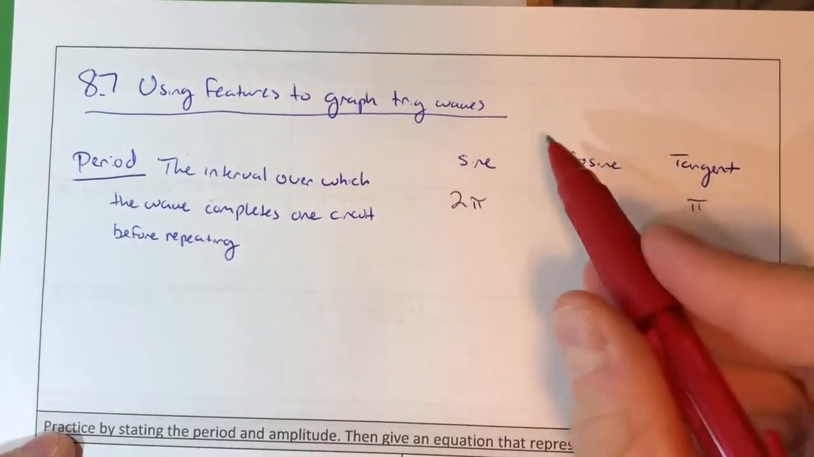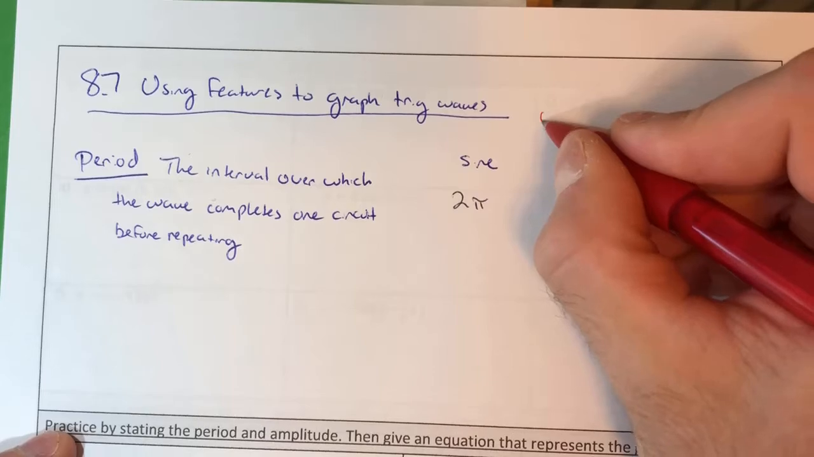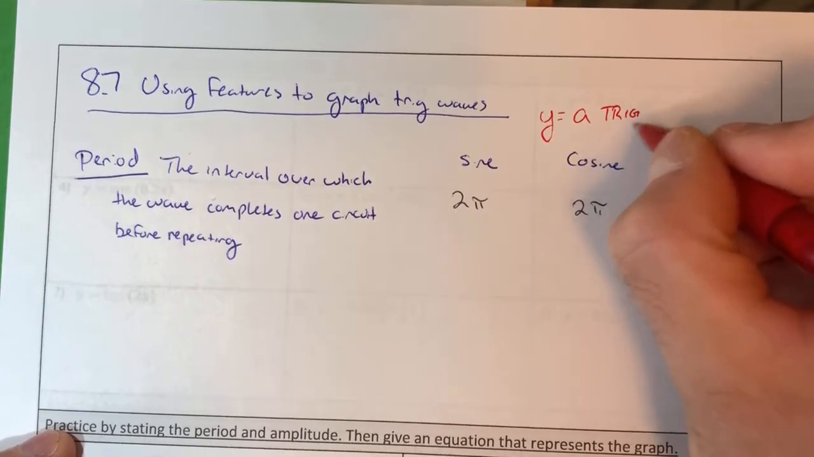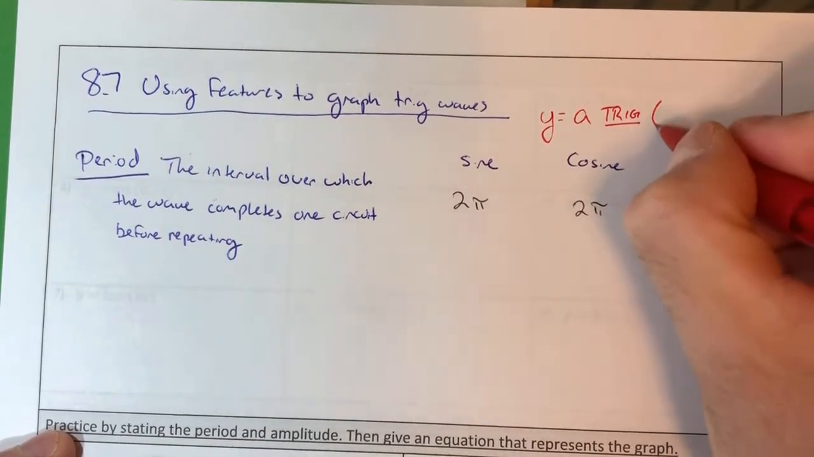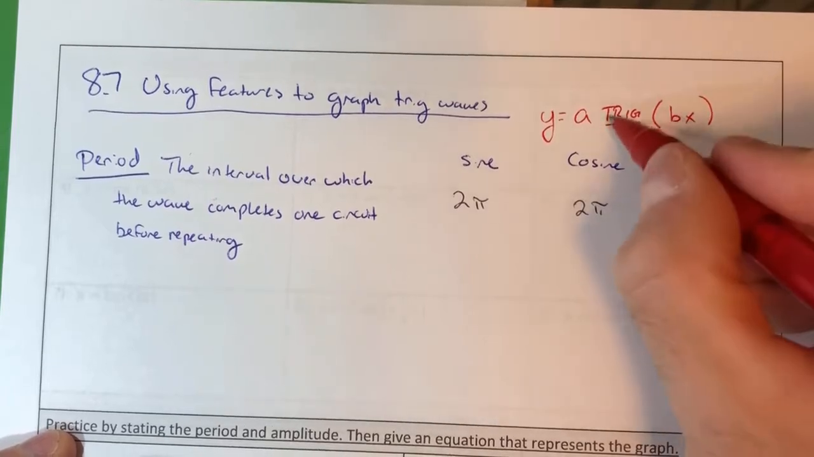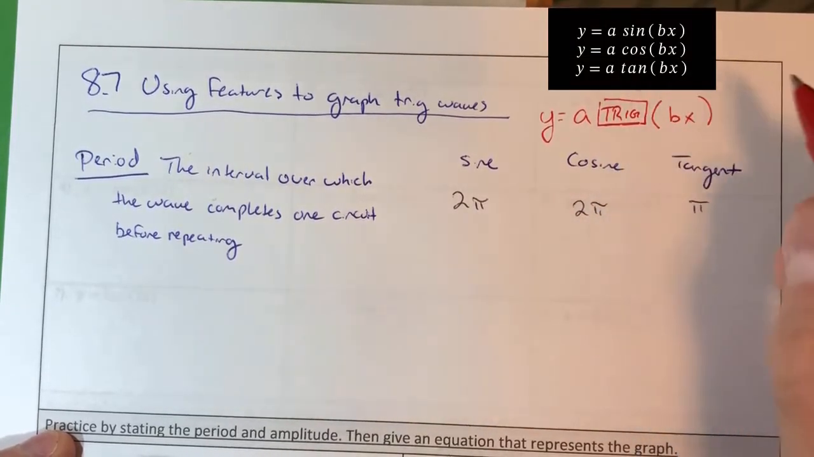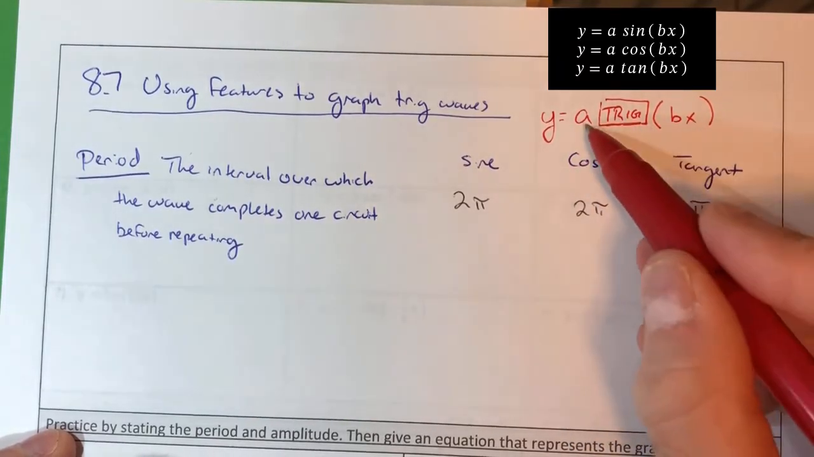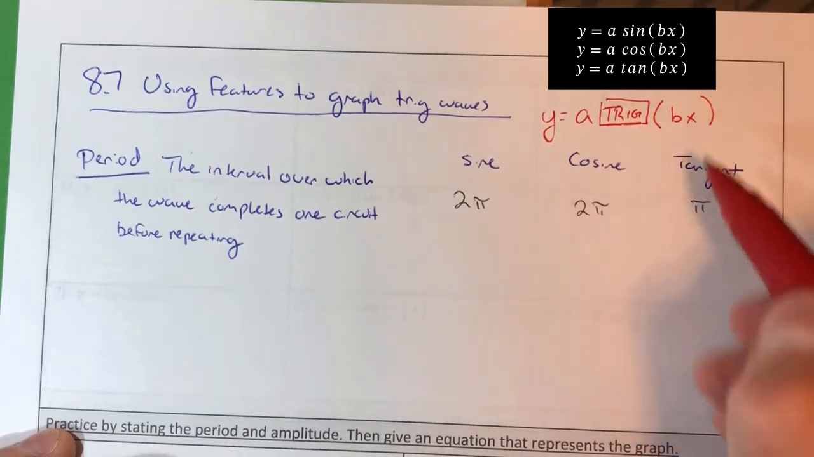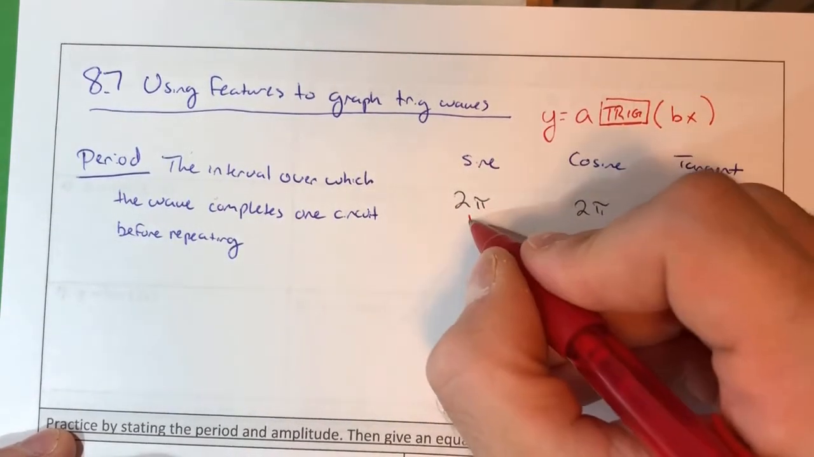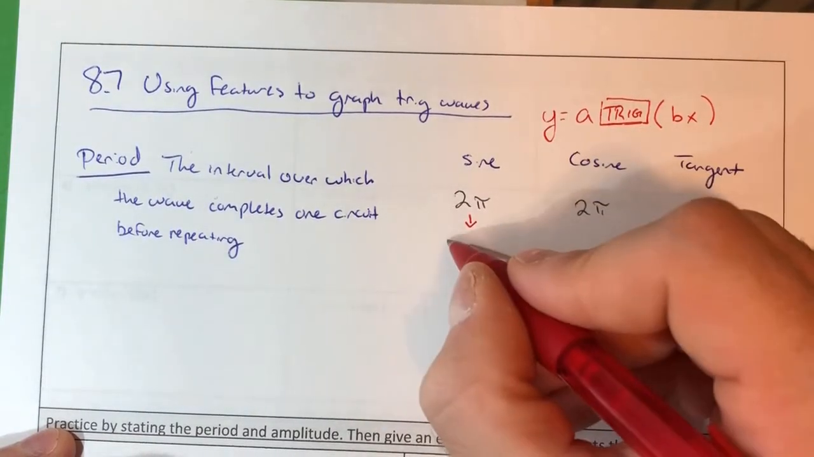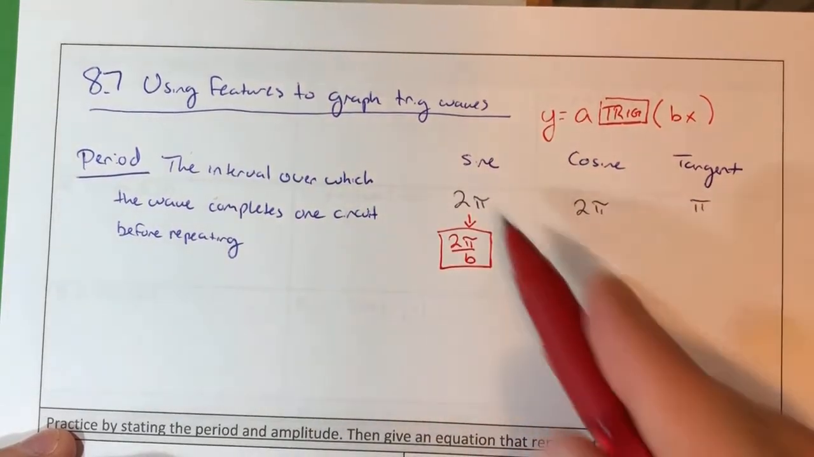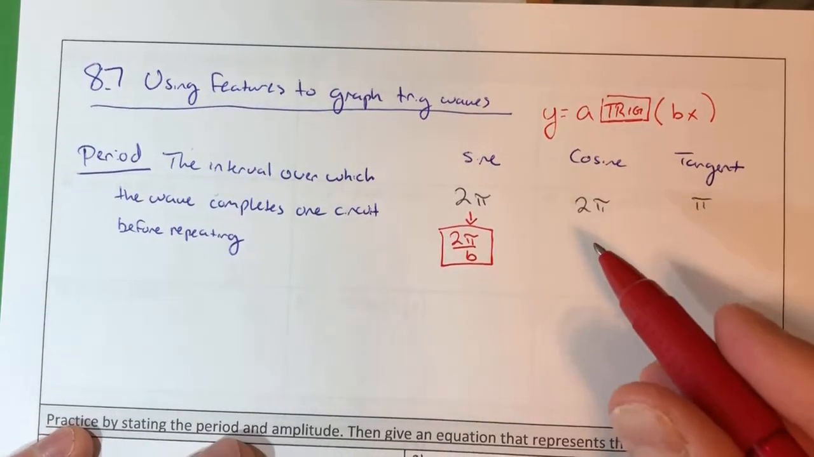Let's take a quick look at how these three things are going to be valued. It's going to be y equals a times whatever trig function, so sine, cosine, or tangent, of bx. So we're going to say this trig function is going to be replaced with sine, cosine, or tangent. So a sine bx, a cosine bx, or a tangent bx. And we're going to take this and we're going to say what normally was 2 pi is going to be 2 pi divided by whatever that b is. And that's going to be the period over which the sine wave repeats itself.